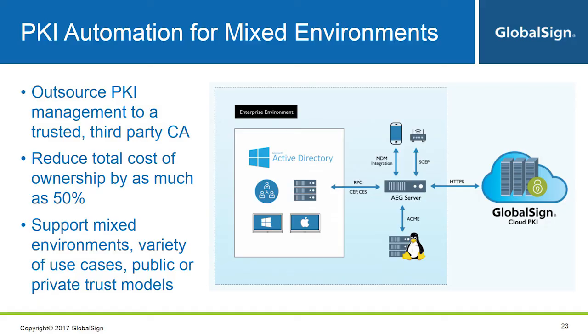So I guess to kind of pivot towards the end of this slide deck, the benefits of really outsourcing your PKI and automating your PKI for your mixed environments are many. And doing so with a third-party trusted CA such as GlobalSign is increasingly beneficial just because of the powers that we can offer or give to your PKI system. We can help you cut costs for your PKI system ownership by as much as 50%.